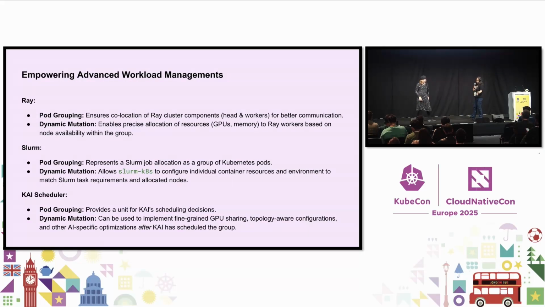I've been working actively with the Ray and Slurm communities, and we also just discussed with the Kai scheduler people how we can group together. The ultimate goal for me is to define another layer of abstraction on top of Kubernetes, so batch workloads can work on top of it.